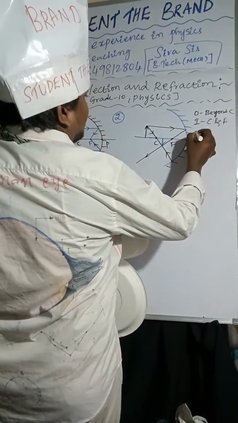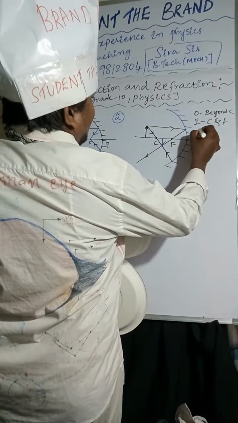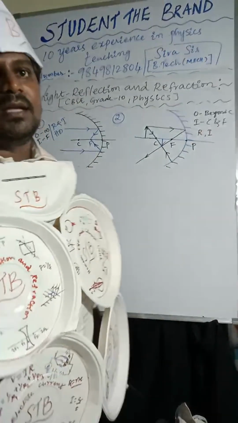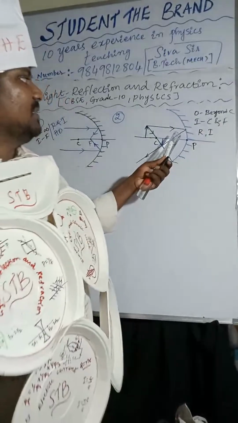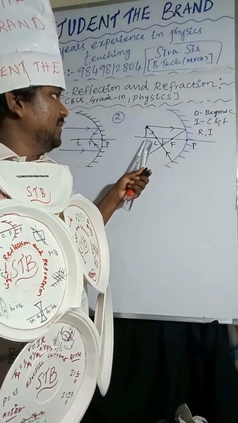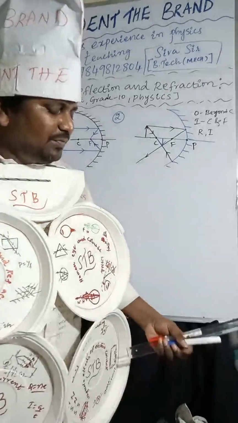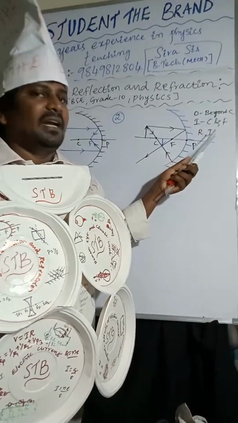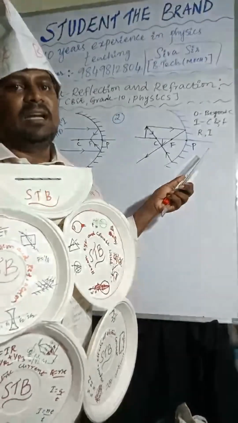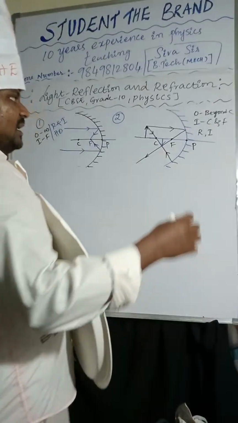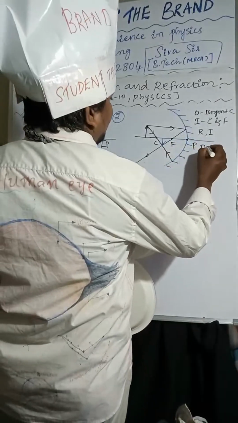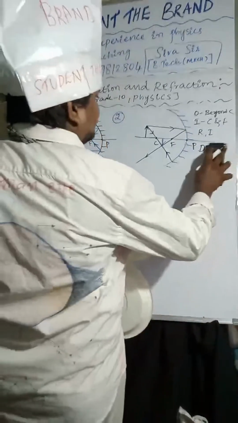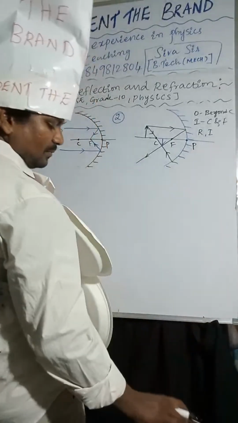So the nature of the image is real and inverted. Here you can consider the object is placed beyond the center of curvature; the image will form between C and F. The nature of the image is real and inverted. Coming to the size, the size of the image is diminished.